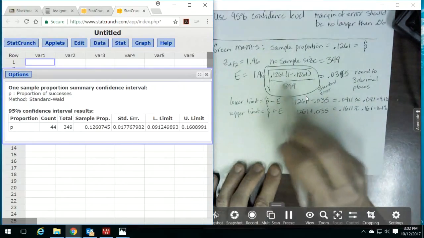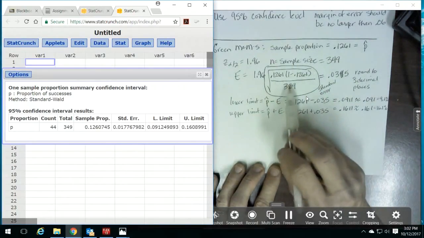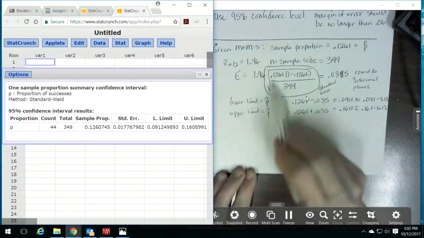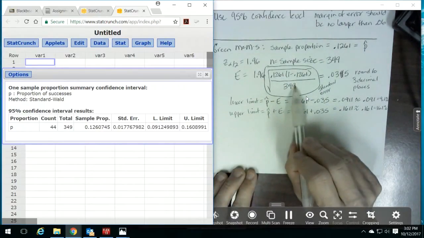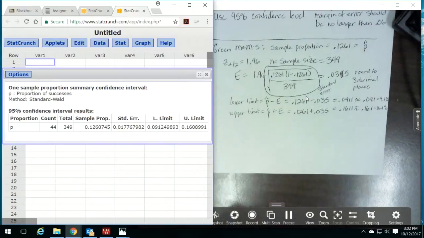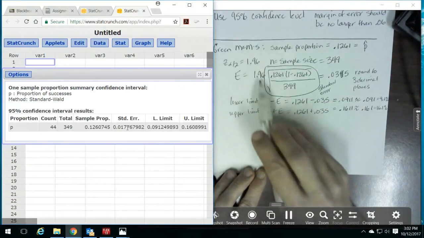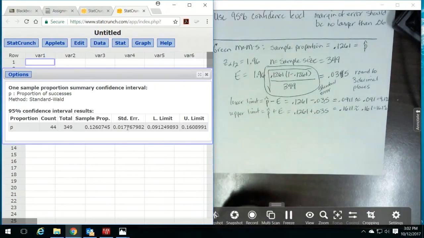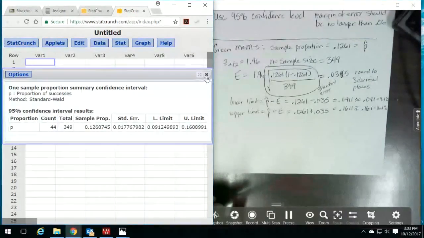So you could kind of check yourself if you're trying to do this by hand and then check it with StatCrunch. If you just do this part of it, that should come out to be the same value they got for the standard error right here. And then to actually get your margin of error, you'd have to multiply that times your critical value. Okay, but this does come out with the same lower limit and upper limit that we found. So the 0.091 and the 0.161. So that's just a way you can do it.